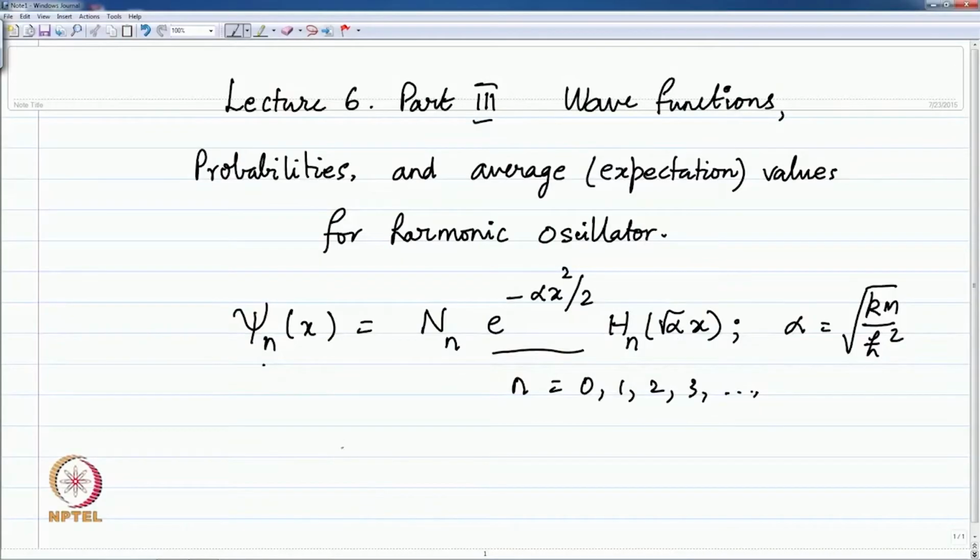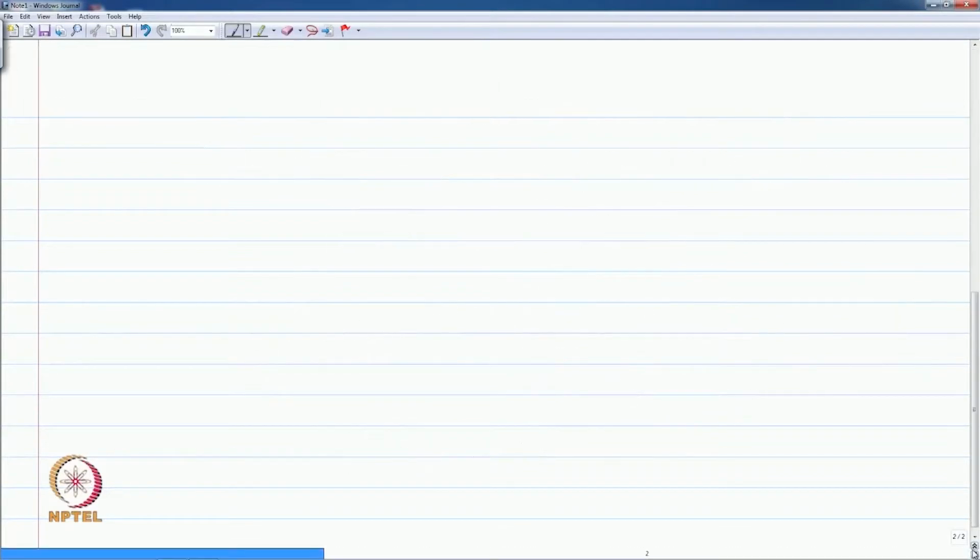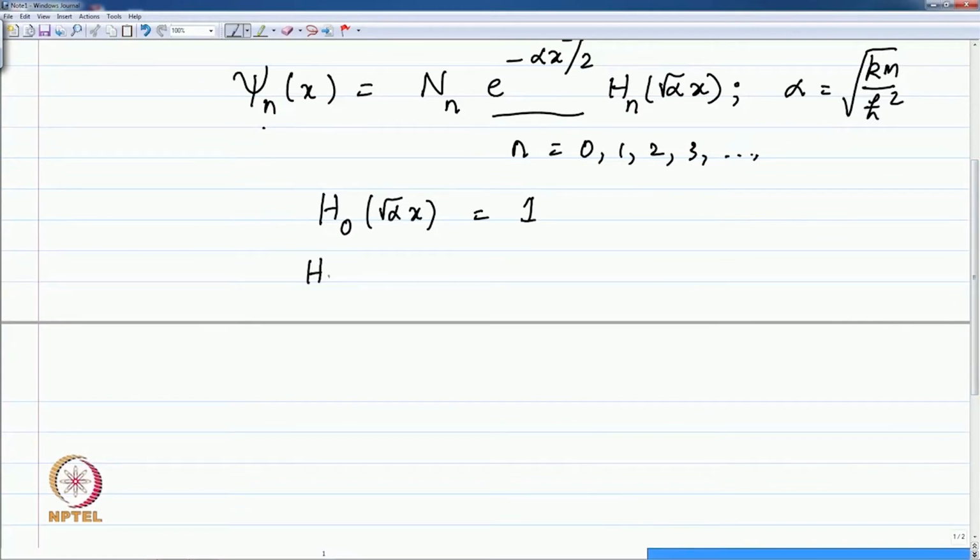Now, if you go back and look at these formulae, what you have here are the Hermite polynomials, and you might recall that the Hermite polynomial for the first quantum number, h 0 of root alpha x, is actually 1. It is independent of the displacement. h 1, if you recall, I used to write y and I said it was 2y. Therefore, h 1 of root alpha x is 2 root alpha times x, and alpha is specific to the harmonic oscillator that we have in question.